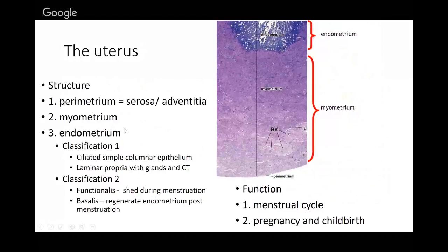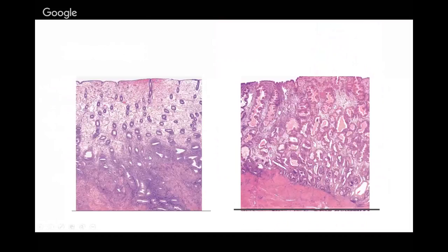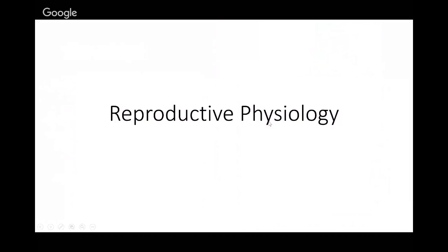And the uterus, I'm sure you know all of these three layers. The endometrium is a ciliated simple columnar epithelium. And you can also classify it as functionalis or basalis, but it doesn't matter much. Okay, yeah, so this is the endometrium in proliferative phase, and this is secretory phase, and this is in the proliferative phase. Okay, so that's that for histology.